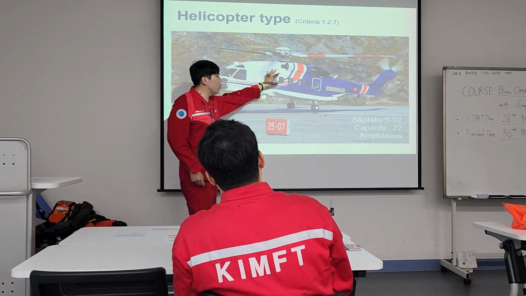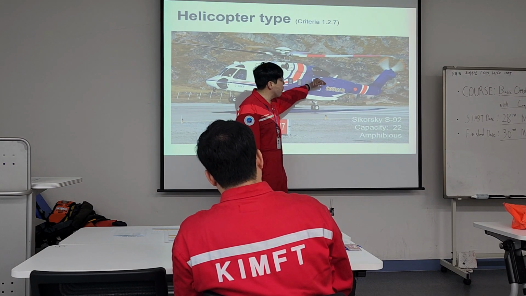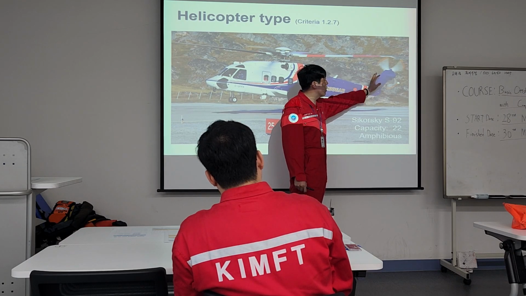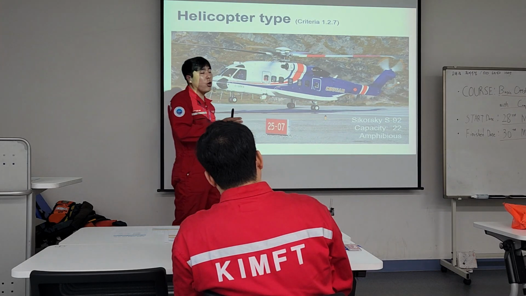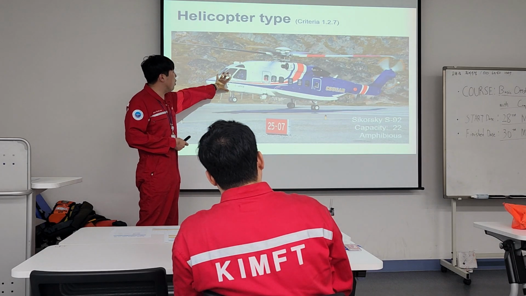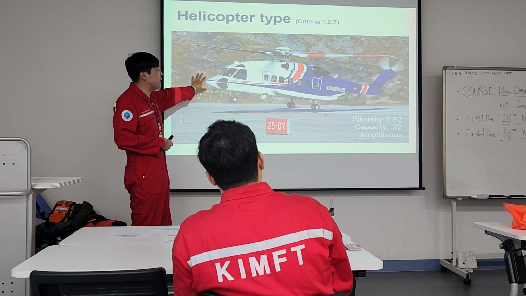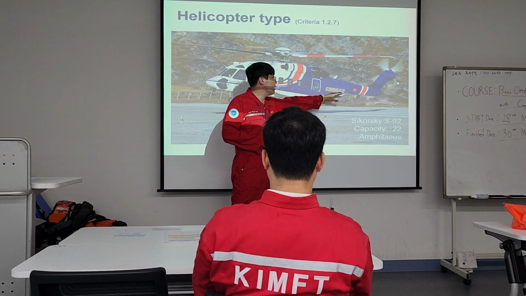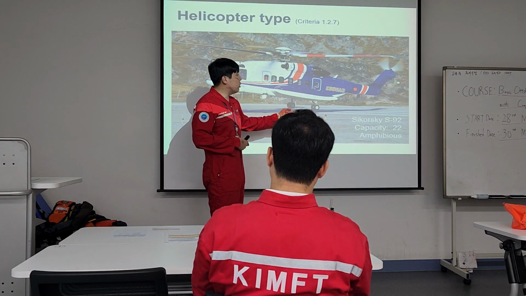And as you see on the back side, we call it the tail rotor. The tail rotor controls the helicopter's direction. The front side is the cockpit, and there are several antennas installed on the forward side. Then this is the passenger room, and this part is the cargo room. And this is the Sikorsky S92 model.